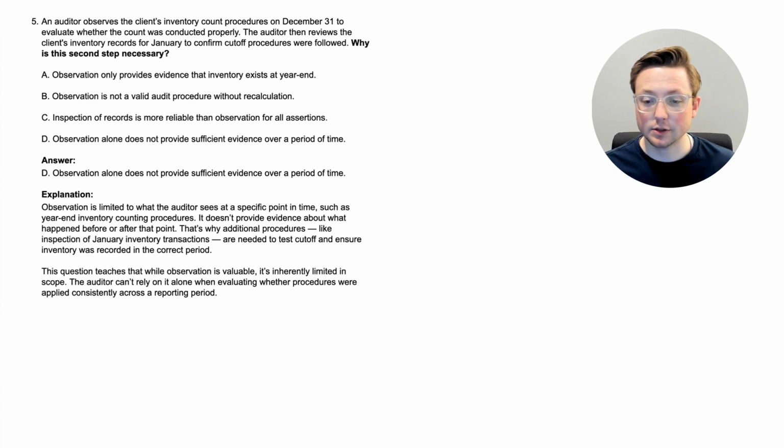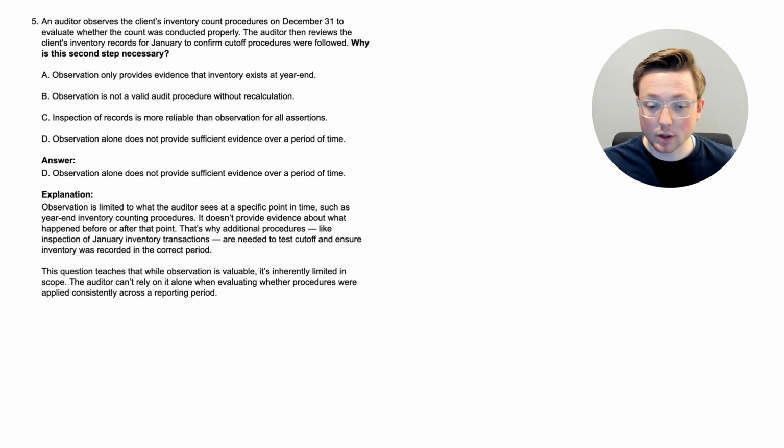That's why additional procedures like inspection of January inventory transactions are needed to test cutoff and ensure inventory was recorded in the correct period. This question teaches that while observation is valuable, of course it can be used to get evidence, it's inherently limited in scope.